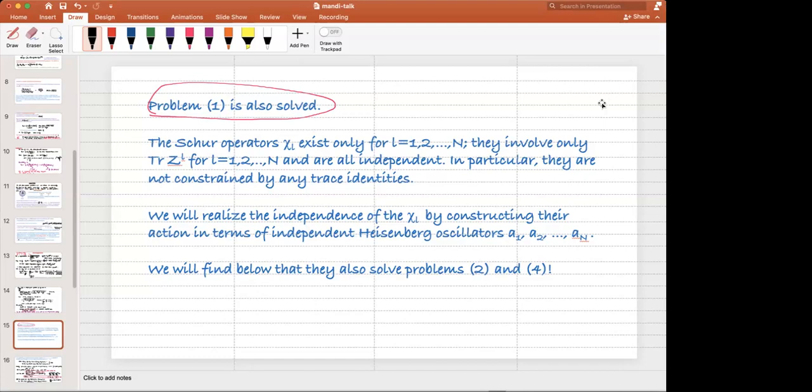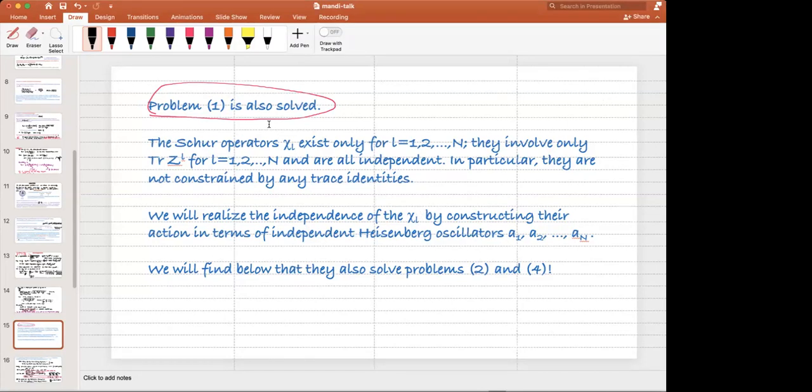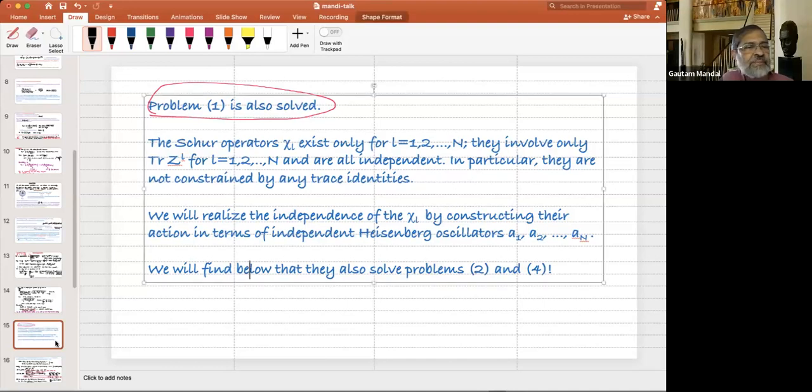Oh, I see. So why is there an N cutoff on the number of creation operators? I'll tell you that. So first of all, what I want to claim is that the action of chi L on the field Fermi C is given by AL dagger. Okay, so let me try to write. Yeah, that is clear. So therefore, these oscillators are finite in number already, but let me tell you how to construct them.